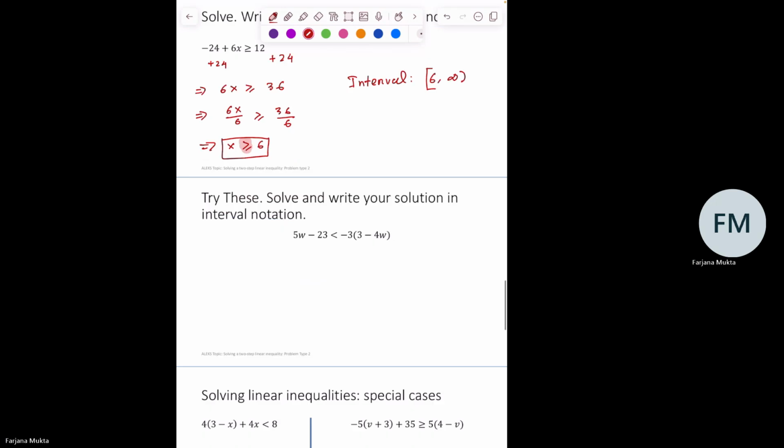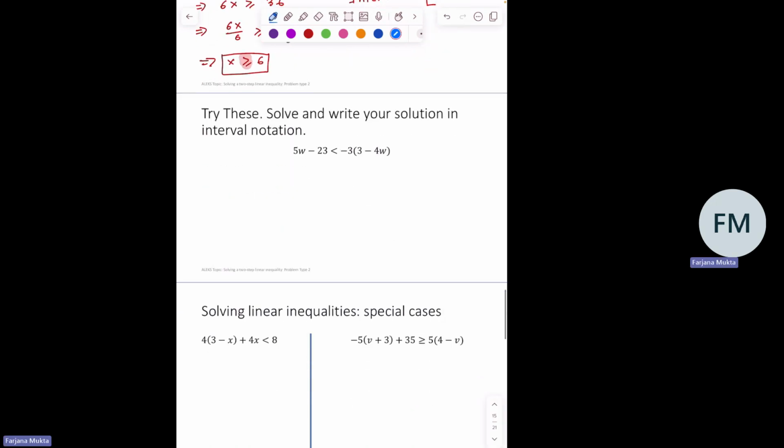Right? The next one. We'll start with distribution. So 5w minus 23 less than negative 9 plus 12w. Now again, we'll isolate all the variables on one side and the constants on the other side. So let's subtract 12w from both sides.